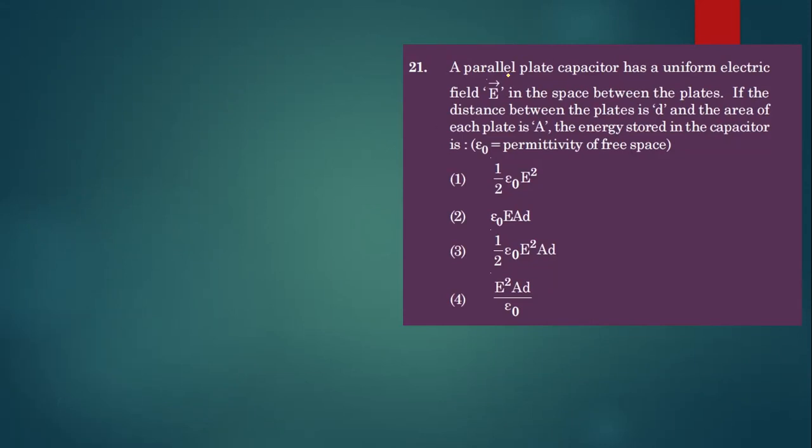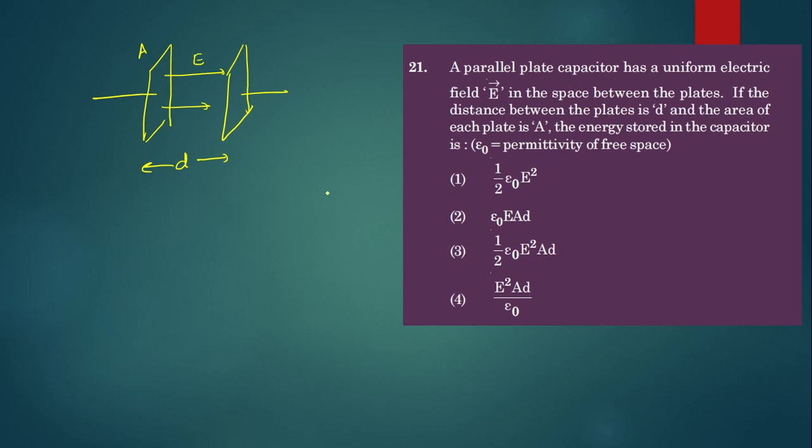So this question is based on the parallel plate capacitor. According to the question, there is a parallel plate capacitor having plates separated by a distance d, and the area of each plate is A, and the electric field between the plates is given to be E. And we are supposed to calculate the amount of energy stored in the capacitor.